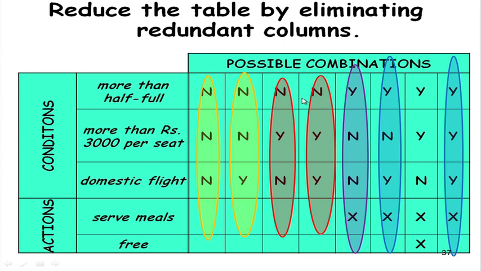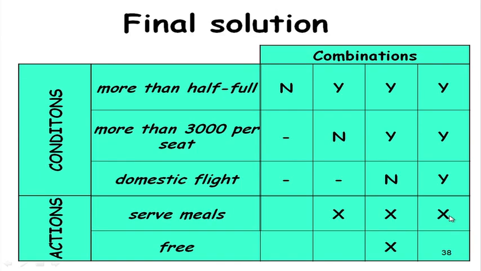Similarly, as long as these two are no and this is yes, we do not bother whether it is a domestic flight or not. And similarly, between these two, as long as it is more than half full and it is a domestic flight, we do not bother whether it is more than 3000 per seat or not, we just serve the meal charged. So, we can optimize that and we find 4 test cases.